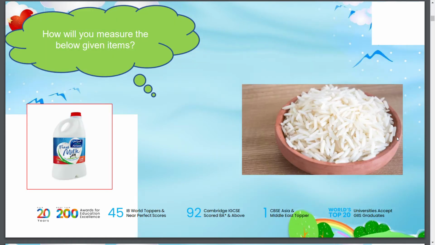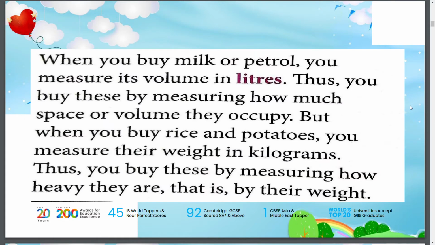So how will you measure the given items? How will you measure this fresh milk in a bottle? When you buy milk or petrol, you measure its volume in liters. Thus, you buy these by measuring how much space or volume they occupy. But when you buy rice and potatoes, you measure their weight in kilograms, through a machine. So you buy these by measuring how heavy they are, that is, by their weight.